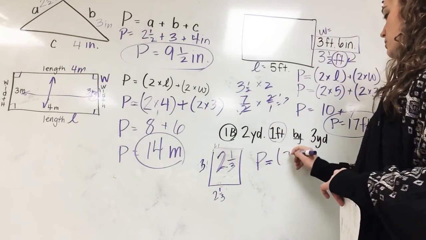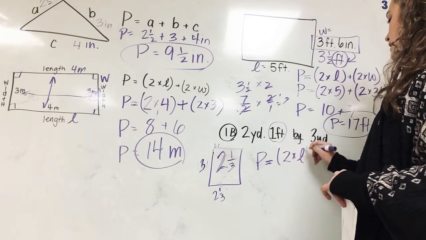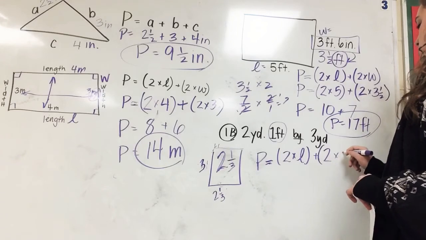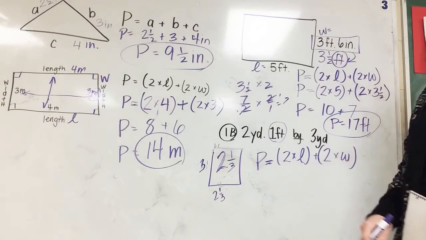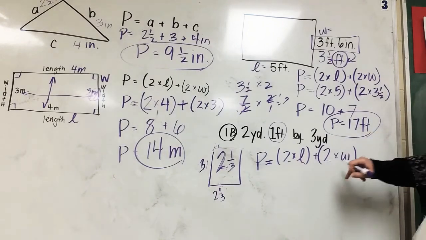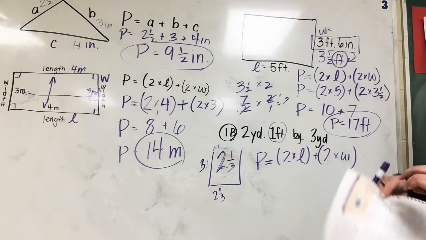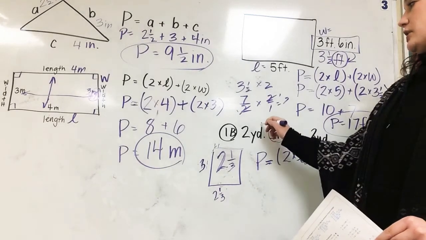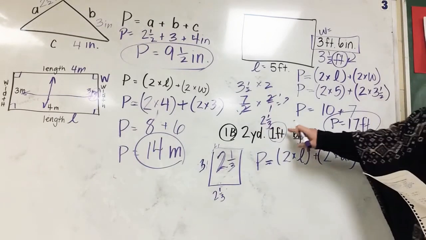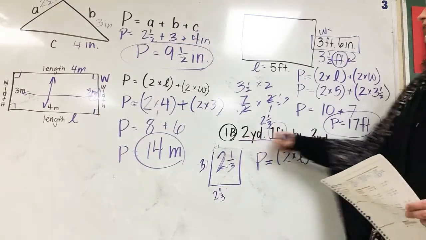P equals 2 times L plus 2 times W, okay? I want you to write this in your book. Write this in your book, okay? Also make note that you are changing this, whether you write it above or below, so that you remember what you're converting this part into, okay?